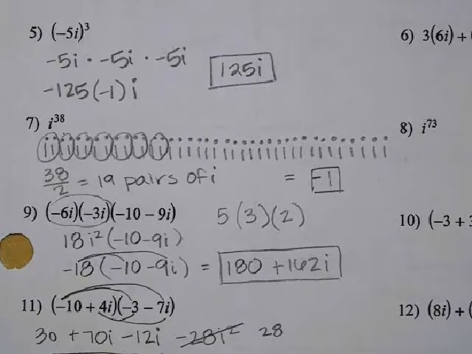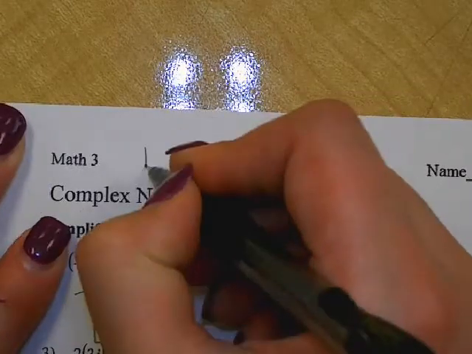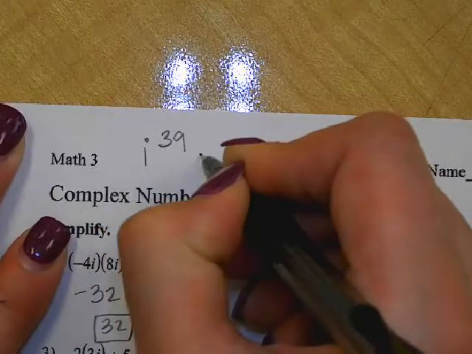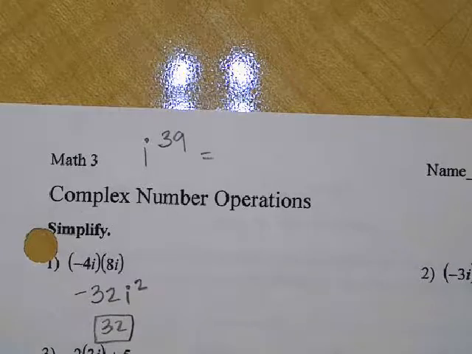All right. Before we do the next one, at the top of your page, I want you to write i to the 39th. i to the 39th. At the very top.